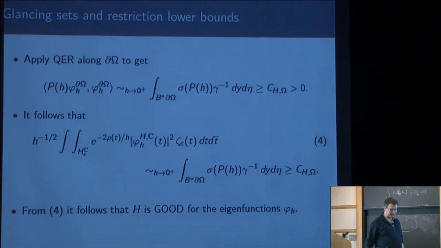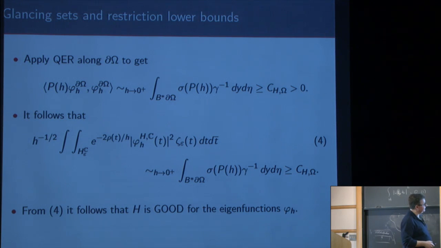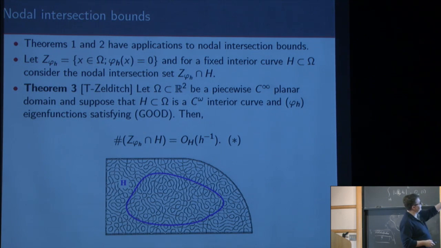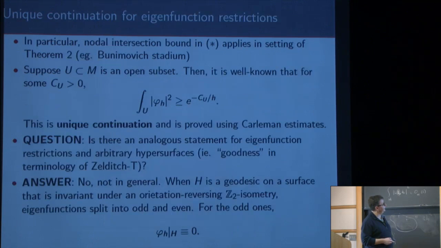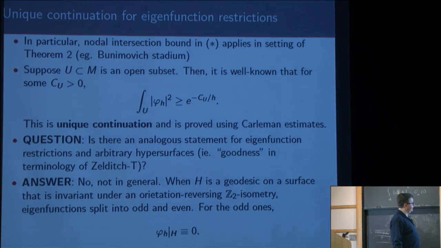I see. Okay. So this proves that, for example, for the stadium, you go back to this theorem, then for the stadium, which is this example here, you take a strictly convex curve, you have an O of lambda bound for all quantum ergodic eigenfunctions of a stadium. Okay, so then that brings me to the end here. So if you just take an open set of the ambient manifold, then this is quantitative unique continuation. So that's known. So one of the main questions is: is there an analogous statement for eigenfunction restrictions to arbitrary hypersurfaces, or goodness in our terminology?